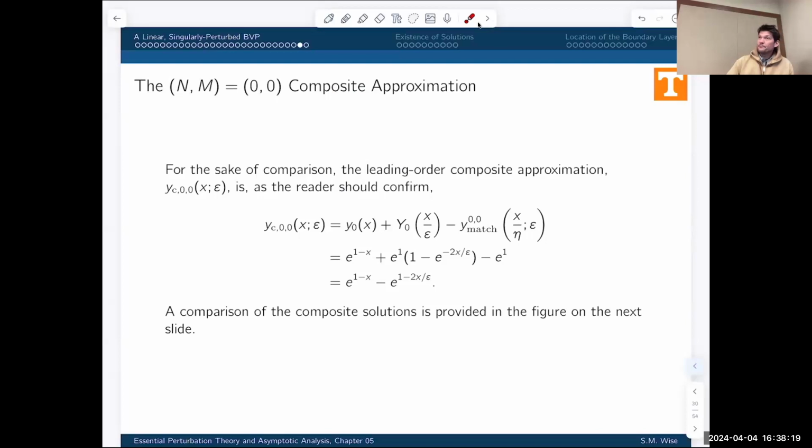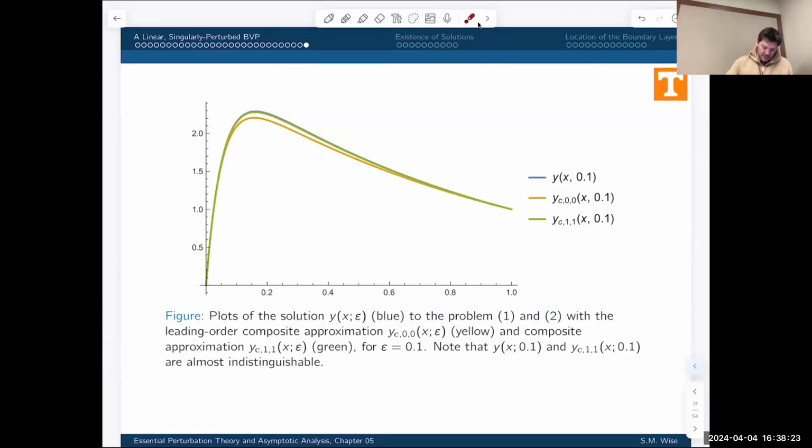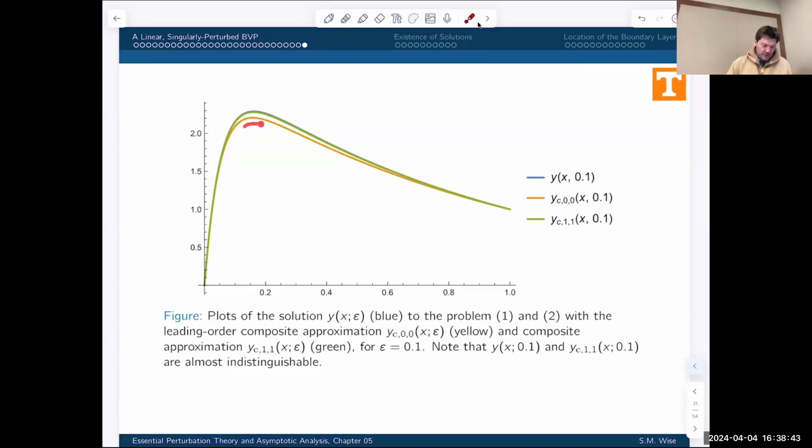Any other questions? So let's compare these guys. I've chosen here epsilon equals 0.1. This is the true solution, which I showed you how to compute last time, or at least I exhibited the true solution for that ODE. And here's the 0-0 composite solution, this yellow, kind of orange-yellow curve. I don't know what the actual color there is. Some of you probably can't see that color anyway, because it's too far away, or maybe you're colorblind. I called it yellow in the notes. Then we have this green approximation curve. This is my 1-1 composite uniformly valid approximation. So that one is basically overlying the blue curve, which is the true solution. You can't see the difference.